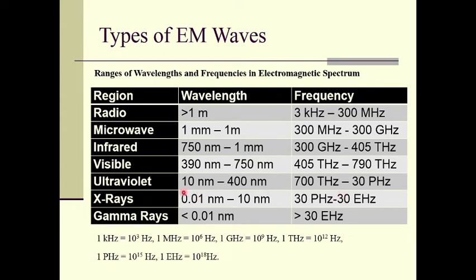So we know the ranges of wavelengths and frequencies in the electromagnetic spectrum. So we are concerned with X-rays and gamma rays in today's lecture. So X-rays, whose wavelength falls in the range of 0.01 nanometer to 10 nanometer and frequency is of the order of 30 petahertz to 30 exahertz, and gamma rays, their wavelength is less than 0.01 nanometer and frequency is greater than 30 exahertz. So 1 petahertz is approximately 10 raised to 15 hertz and 1 exahertz is approximately 10 raised to 18 hertz.